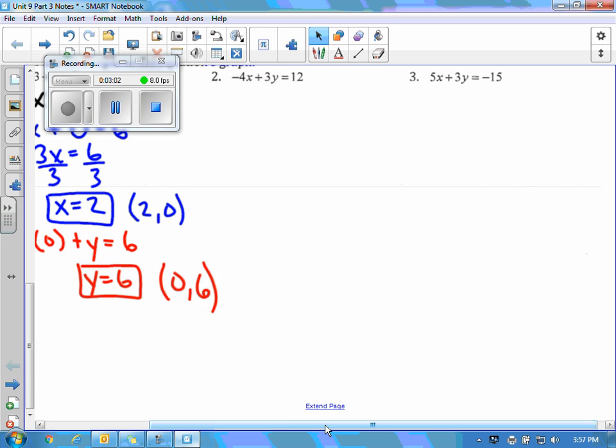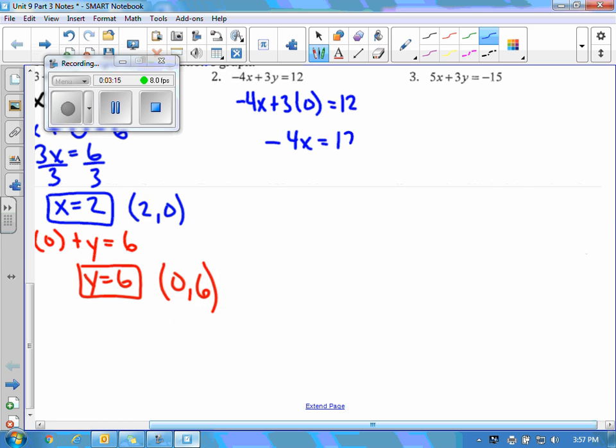Let's look at the second example. So I have -4x plus 3y equals 12. To find the x-intercept, I plug in 0 for y. So I'll have -4x equals 12, just because 3 times 0 is 0. I need to divide by -4 in order to get x by itself. So I get x equals -3, which means my x-intercept is at -3.